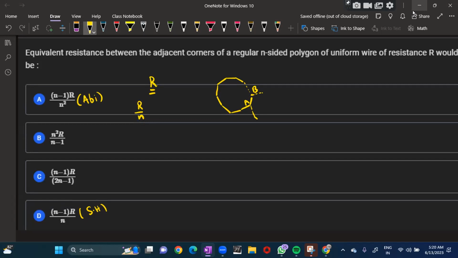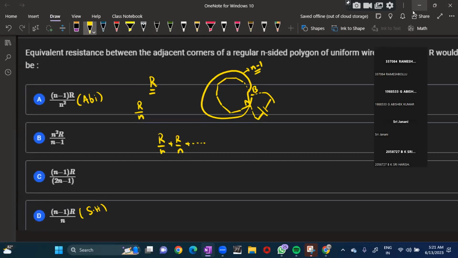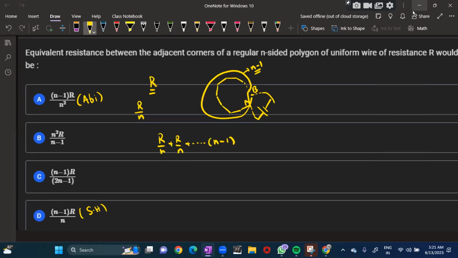Yes or no? If you connect the cell like this, these are totally how many resistors? N minus 1 number of resistors only, no? Please say yes or no. Yes, sir. Those N minus 1 resistors are connected in series combination. So what is the net resistance? R by N plus, and so on, N minus 1 times. Net resistance is N minus 1 into capital R by N.